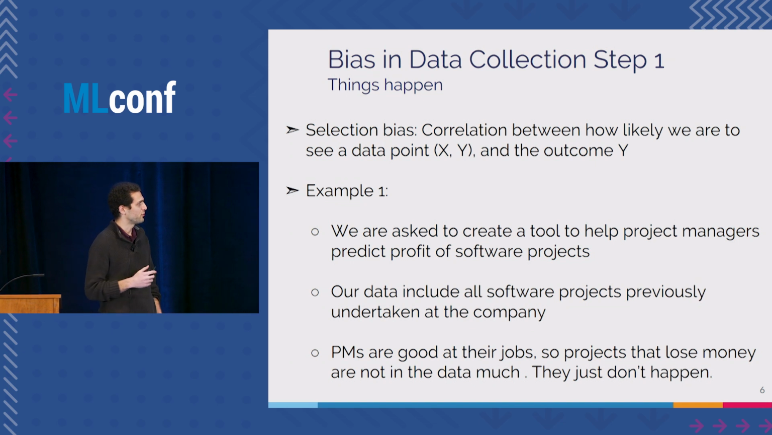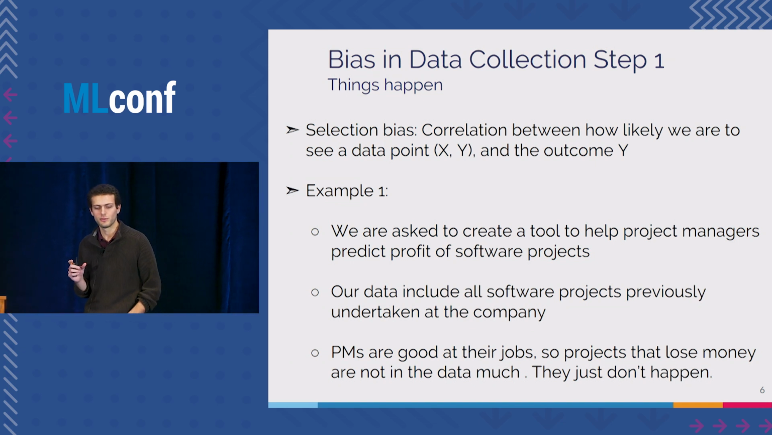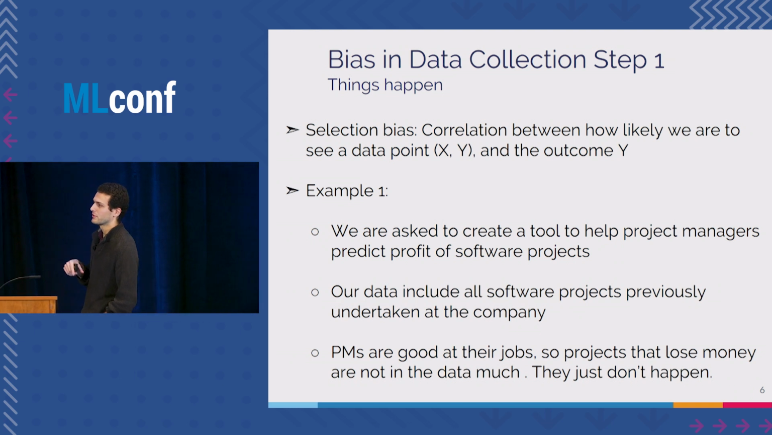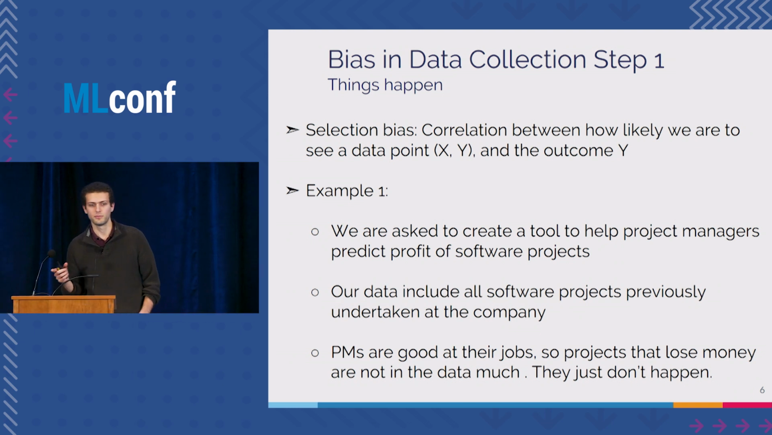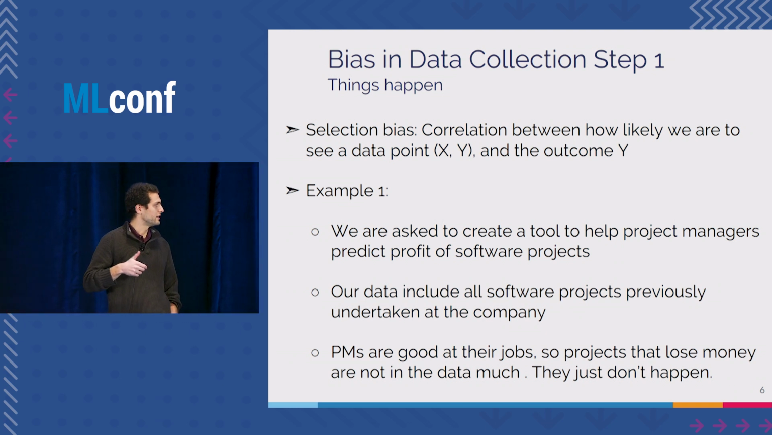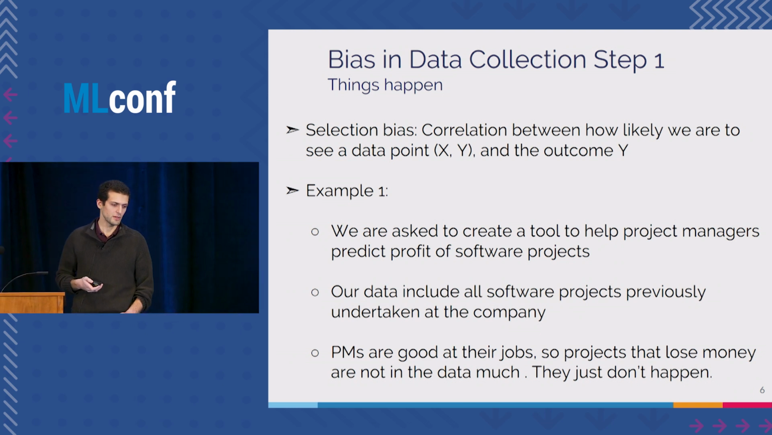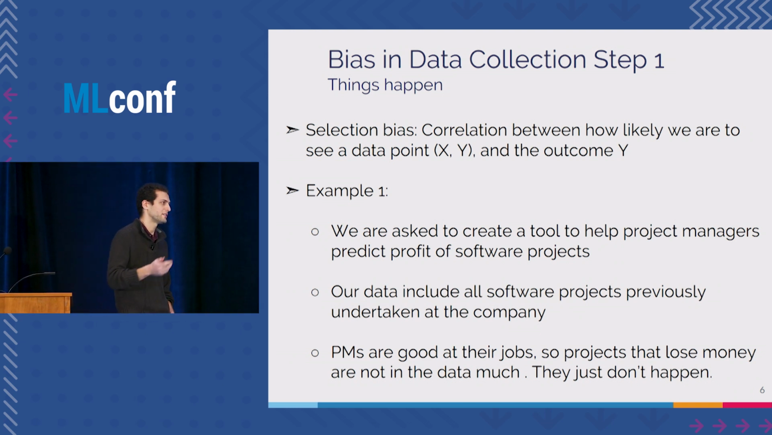So let's define what we mean by selection bias in this talk. I'm going to mean correlation between how likely we are to see a particular data point, x, y, that's the features and the outcome, and the outcome y. So if we're more likely to see a data point with a high outcome or with a low outcome, then we have selection bias.